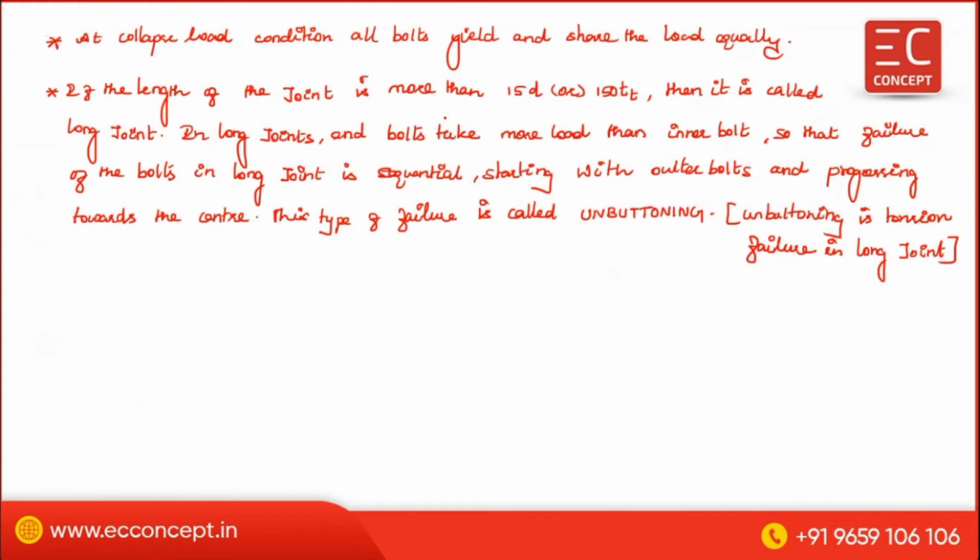If the length of the connection is more than 15 times the d or 150 times the t, then there is this failure. That means the outer bolt takes more load than the inner bolt. Because the outer bolt takes more load, it fails first, and the failure progresses inward. This kind of failure is called unbuttoning failure. Okay, that is about long joint.